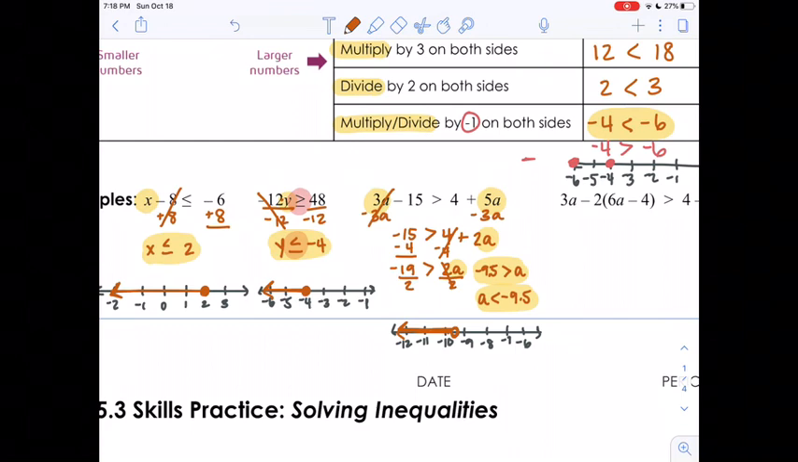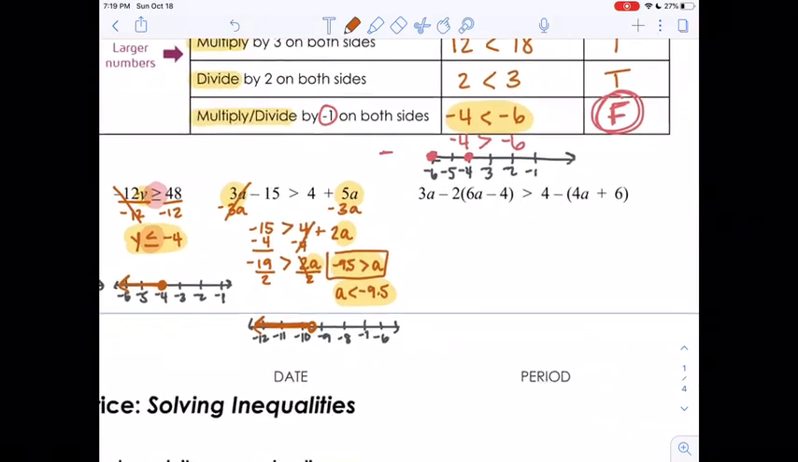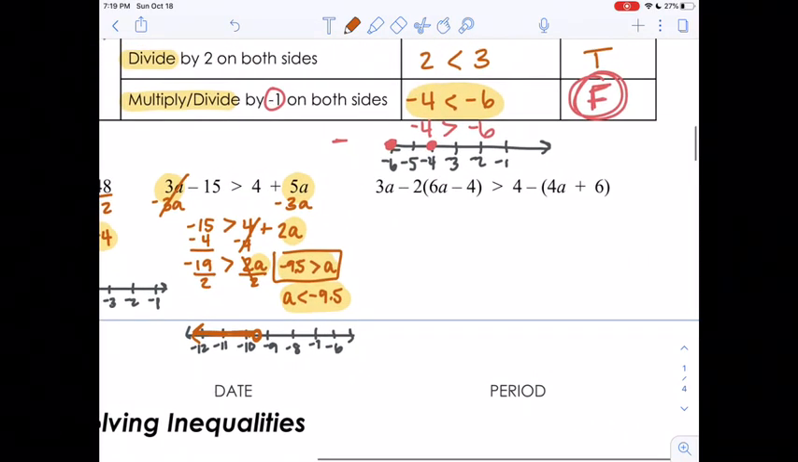This can get confusing. If you left it like this, you might think that the arrow is pointing to the right, but that's not true because it's saying negative 9.5 is greater than a, meaning that a is actually less than 9.5. It's to the left. So that's why it's a good idea to go ahead and flip it with inequalities. So that's the solution. And then we've got one more.